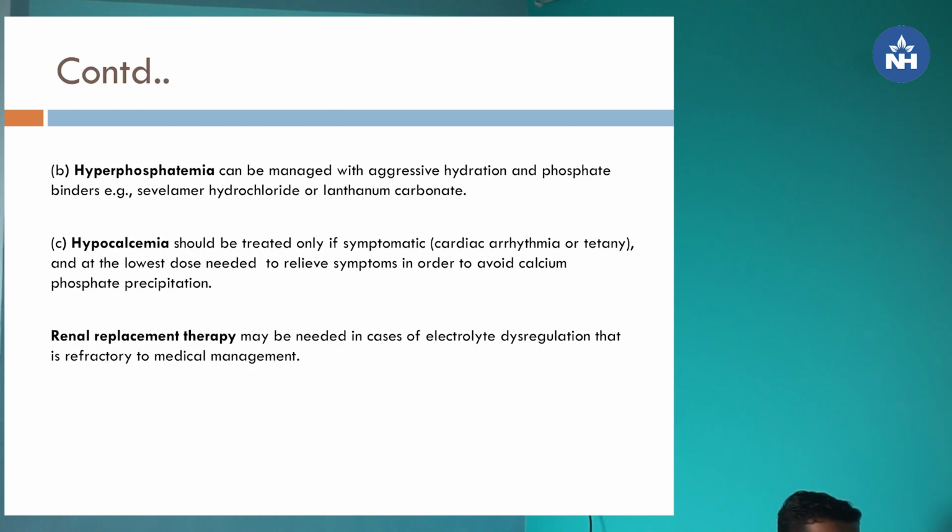Hyperphosphatemia can be managed with aggressive hydration and phosphate binders, e.g. sevelamer hydrochloride or lanthanum carbonate. Hypocalcemia should be treated only if symptomatic, that is there is cardiac arrhythmia or tetany, at the lowest dose needed to relieve the symptoms in order to avoid calcium phosphate precipitation. Renal replacement therapy may be needed in cases of electrolyte dysregulation that is refractory to medical management.